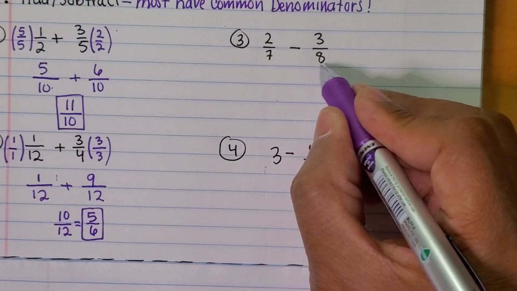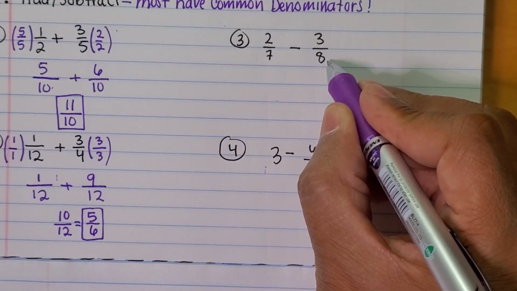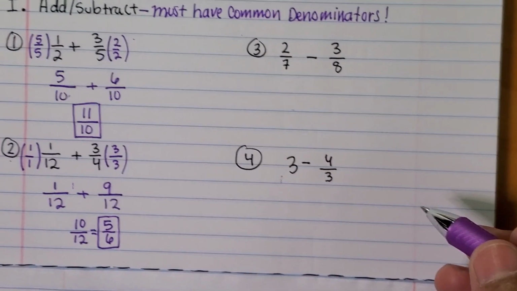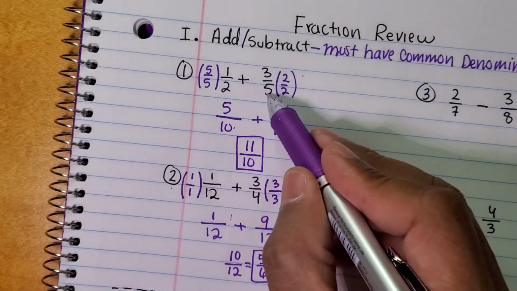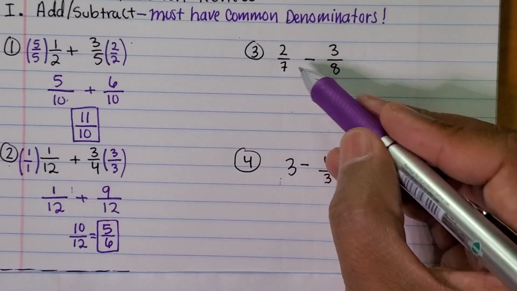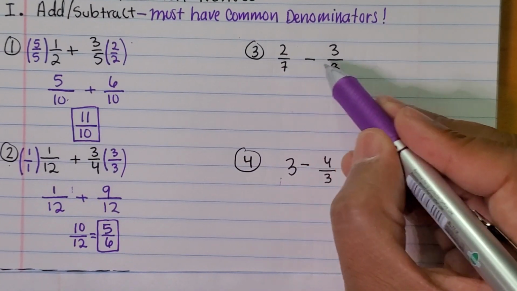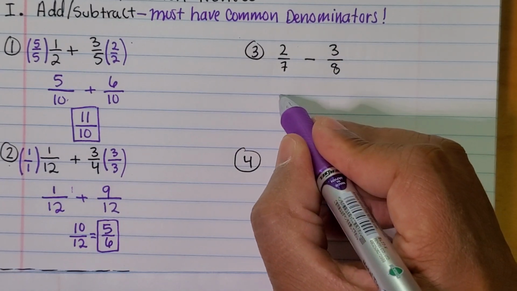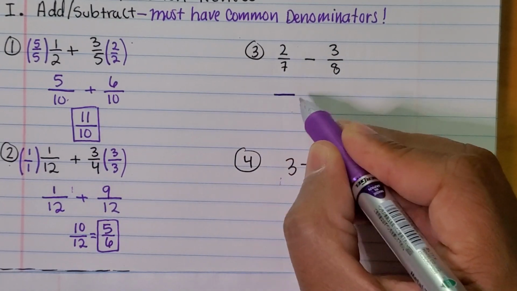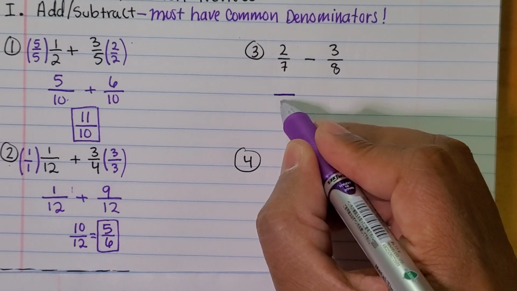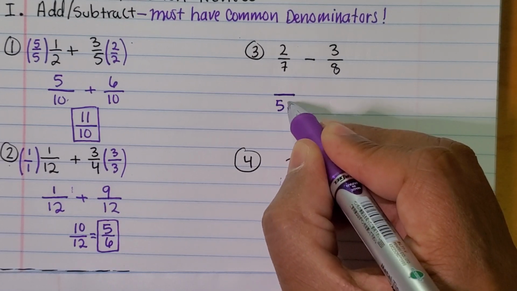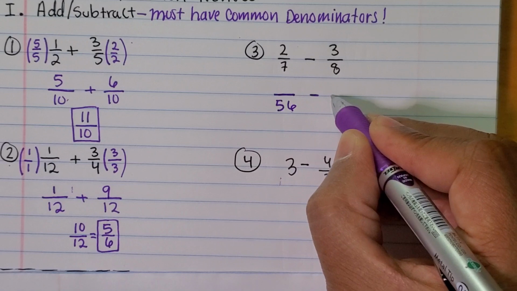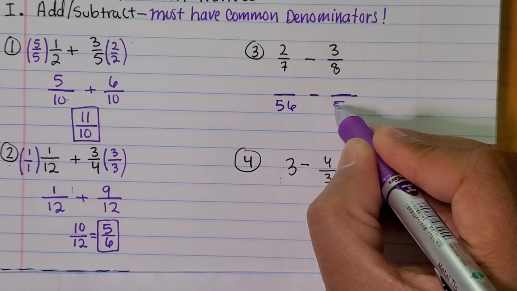Example number 3, I have a 7 and I have an 8. I'm going to give you a hint here. Notice what I did here. I multiplied 2 times 5 and 5 times 2. Guess what I'm going to do here? I'm going to multiply 7 times 8 and 8 times 7. So when you multiply 8 times 7, and again, that's why I said your multiplication skills are going to be handy here. 7 times 8 is 56. So I know the common denominator is going to be 56.